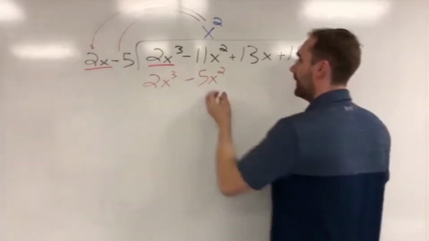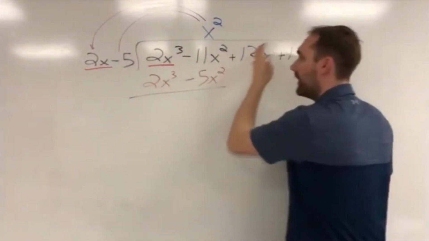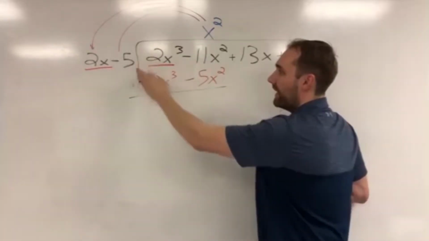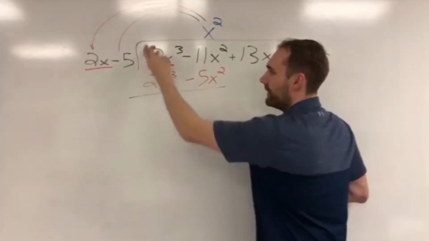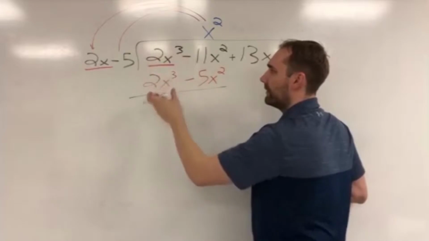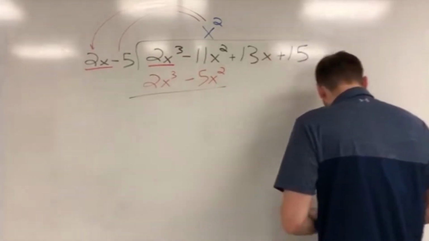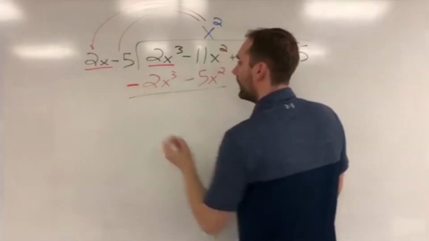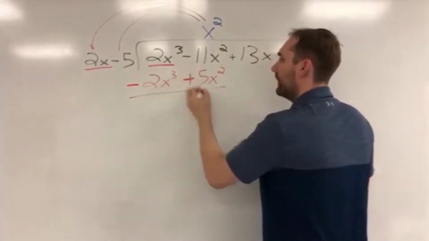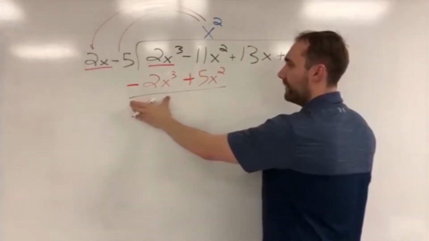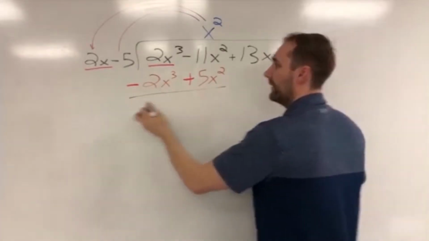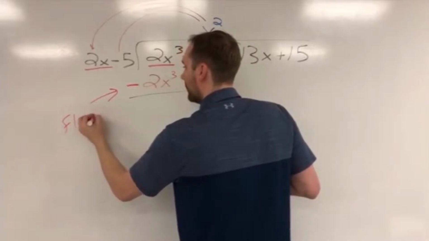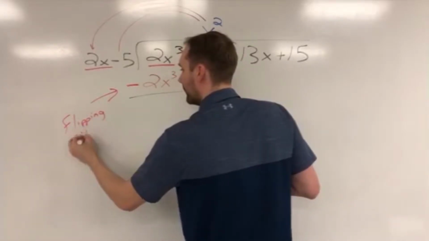My goal here is, when I add this all up, I want to get rid of my cubes. But right now when I add it, I have 4x cubed. So how do you get rid of 2x cubed and a 2x cubed? Well, you have to make one of them a negative. So what I'm doing here is I need to flip my sign. Now I can't just flip this sign without flipping this one as well. So I am flipping my signs.